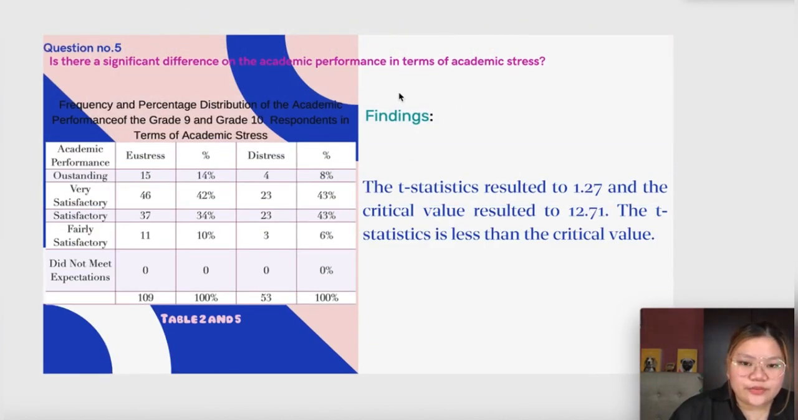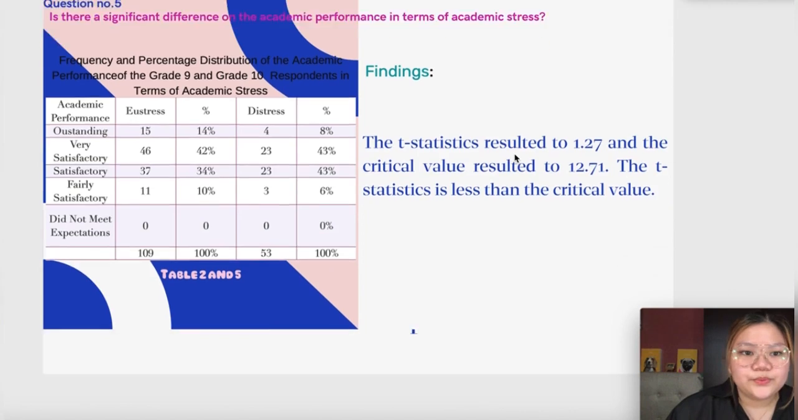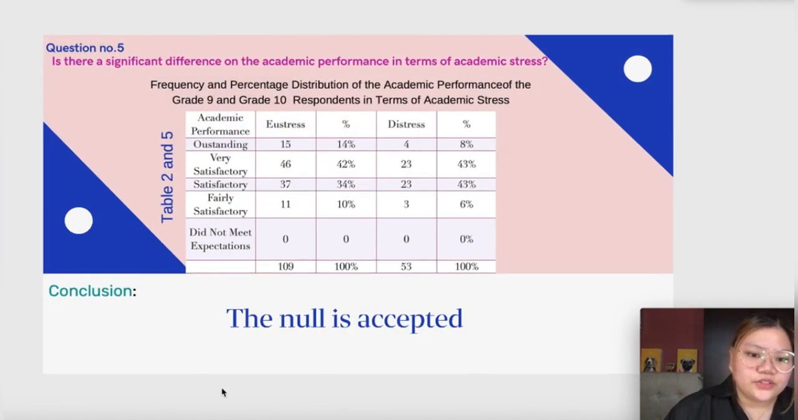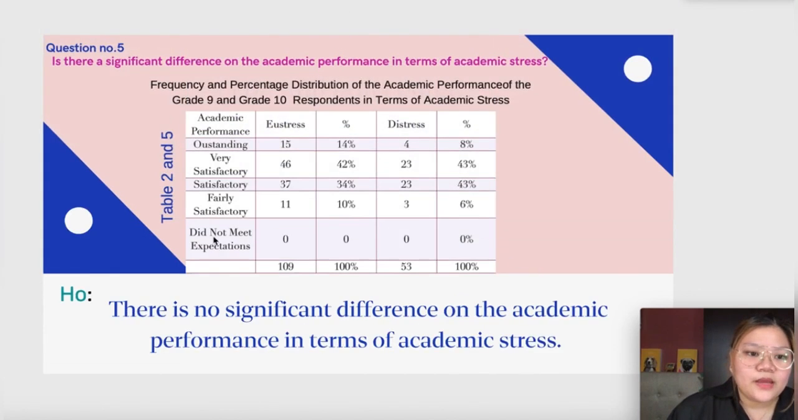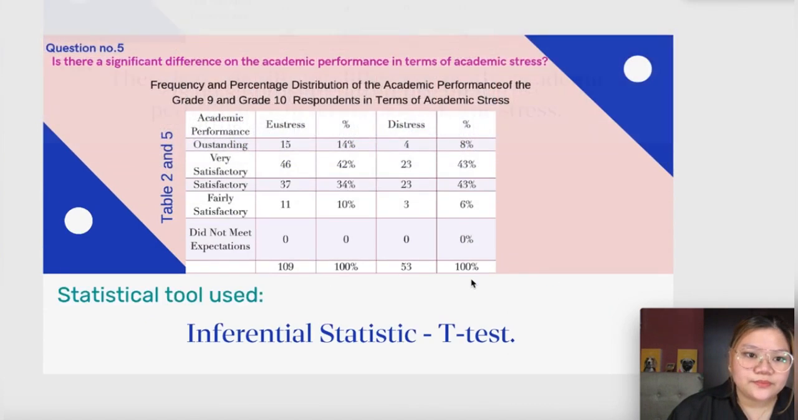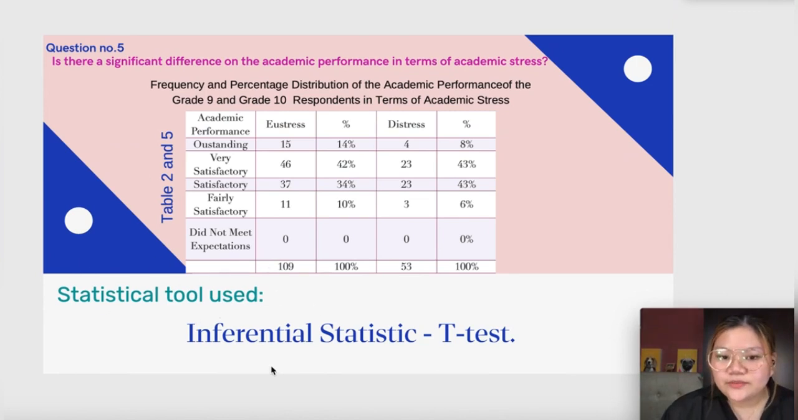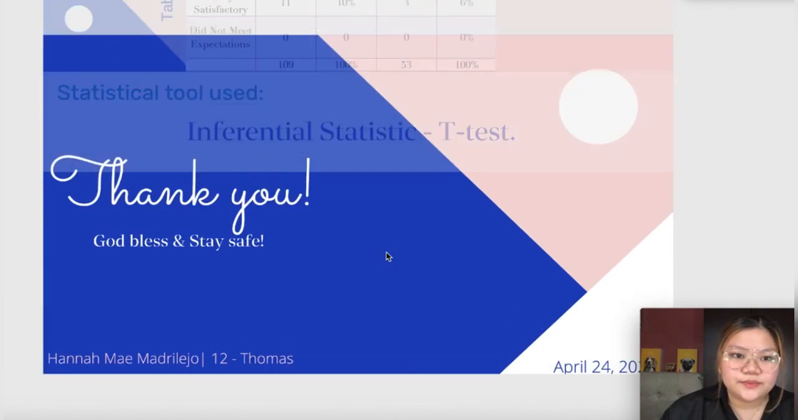Findings for question number 5: the t-statistic resulted to 1.27 and the critical value resulted to 12.71. Therefore, the t-statistic is less than the critical value. In conclusion, for question number 5, the null is accepted: there is no significant difference in academic performance in terms of academic stress. The statistical tool used for question number 5 is the inferential t-test.